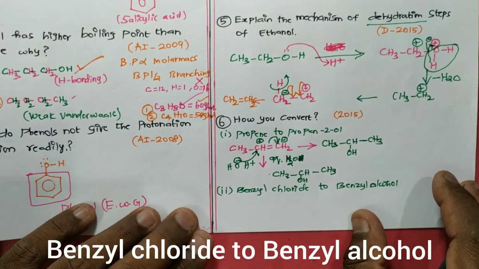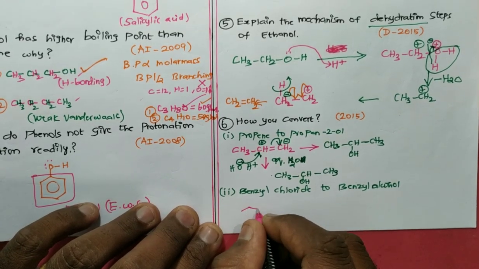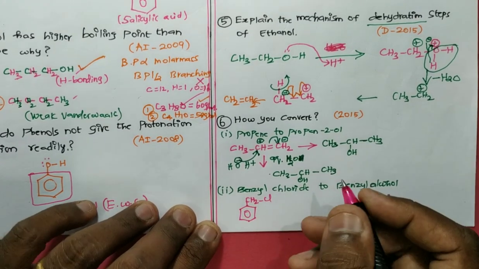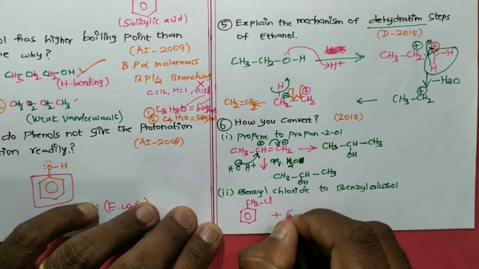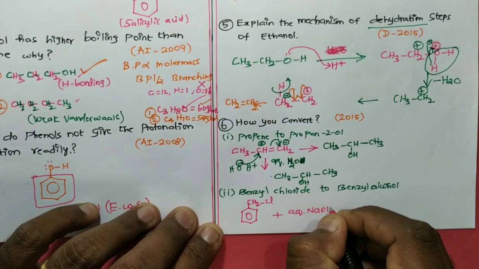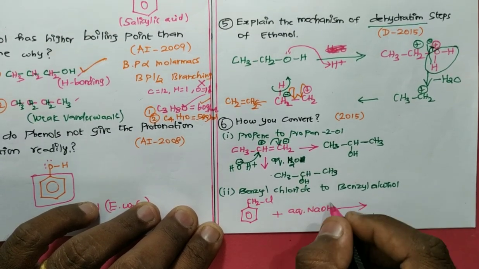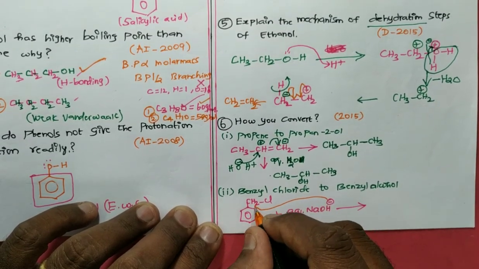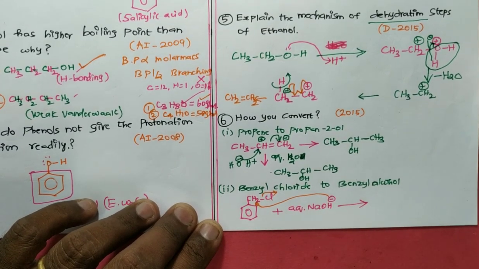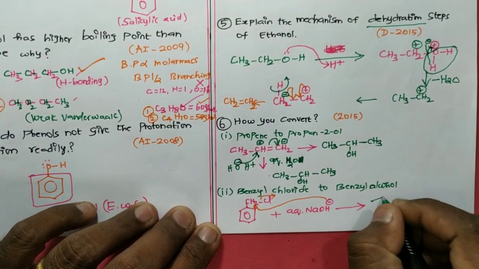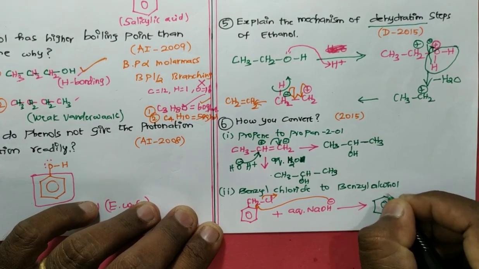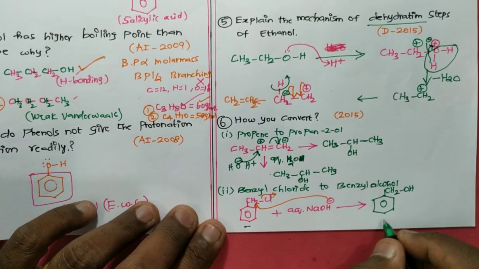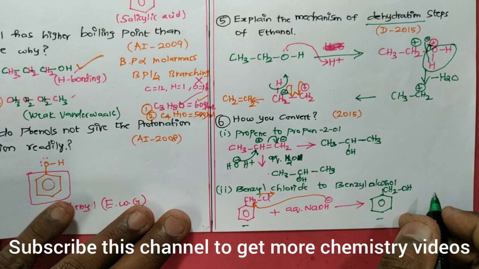And next one is benzyl chloride to benzyl alcohol. What is the structure of benzyl chloride? Here it is CH2Cl. Are you able to understand? If it reacts with aqueous NaOH, what happens now? OH minus acts as a strong nucleophile. It will go and attack the carbon, and in that way it eliminates the Cl. So I will be getting a product. What is the product? There is no change in the ring bonds, CH2OH. This is benzyl chloride, and this is benzyl alcohol. Are you able to understand, students?